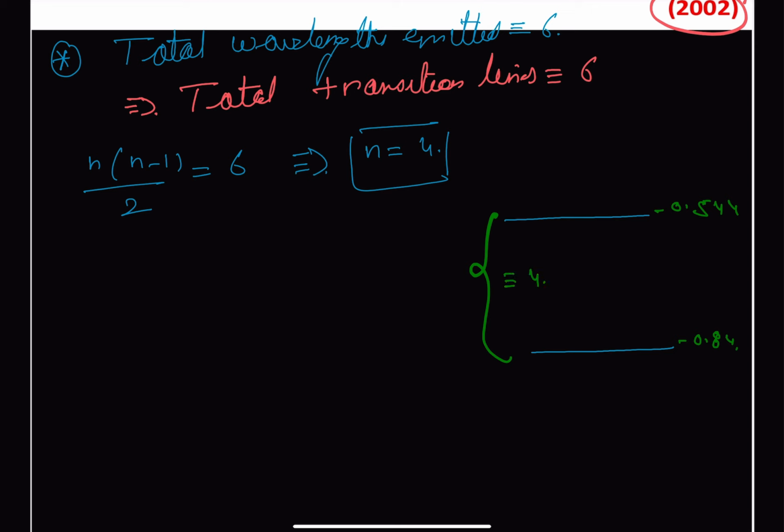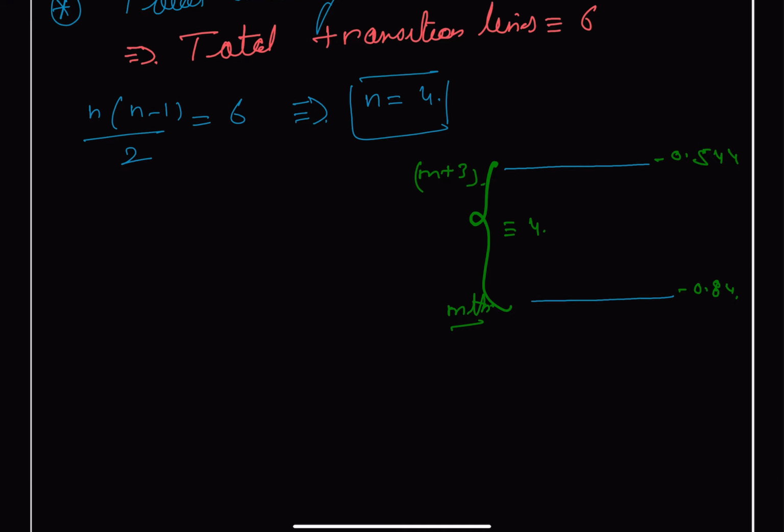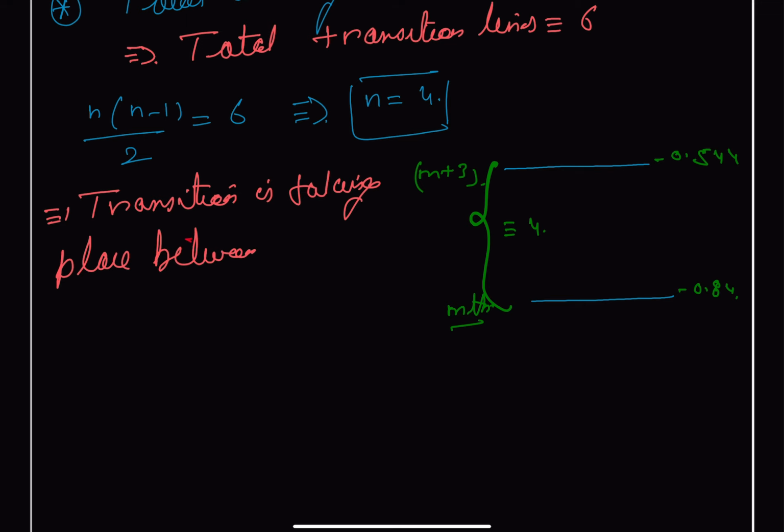Suppose the transition takes place between the mth level and the uppermost level, which will automatically be m plus 3, because the total will be 4. So we can say that the transition is taking place between the mth energy state and the m plus 3th state.